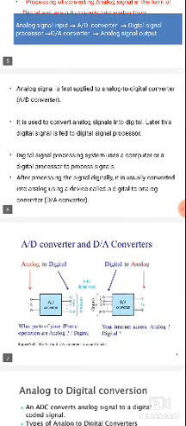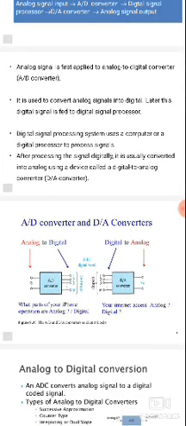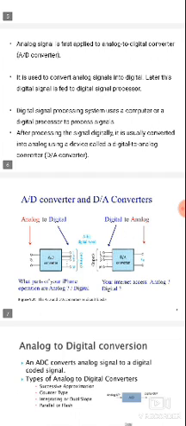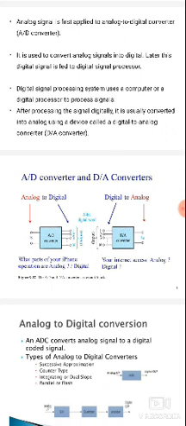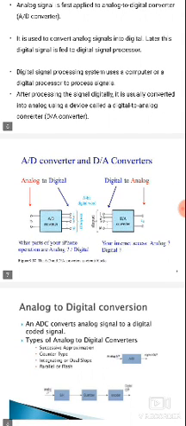So analog signals are first applied to the A to D converter every time. The A to D converter is also known as the analog to digital converter, ADC. First it will be converted into digital, later the digital signals are fed to a digital signal processor. Generally, digital signal processors are computers or digital processors. The computers or digital processors are used for processing the signals digitally.